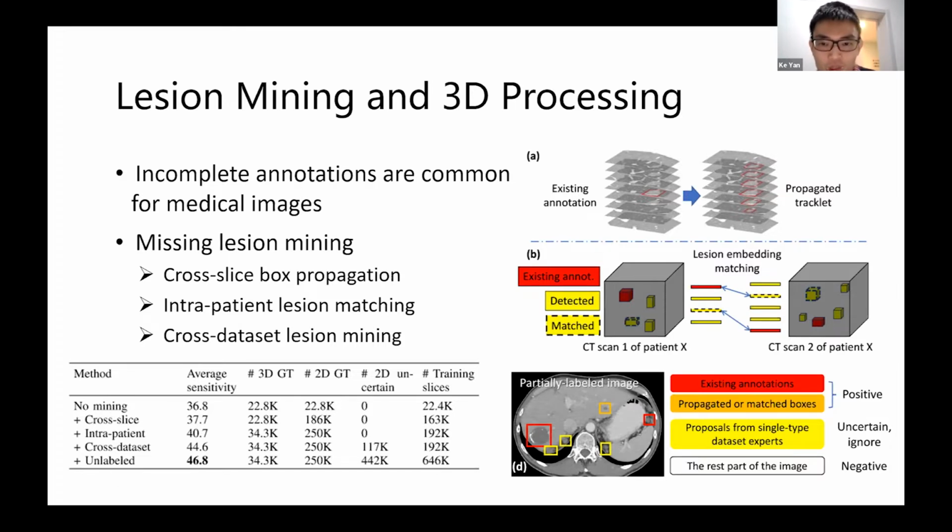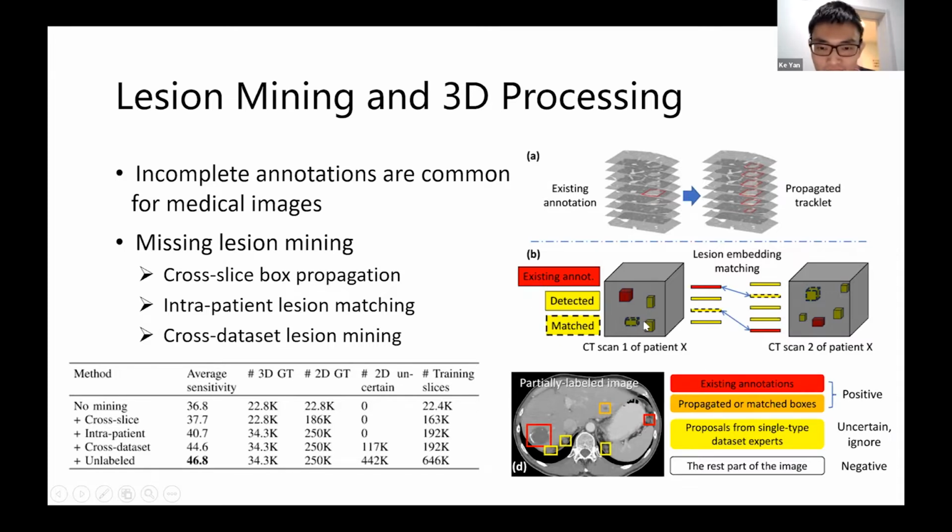in the image. For example, this is a 3D image with many 2D slices, and the doctor may only annotate one slice in the image, and we use a cross-slice box propagation to propagate this annotation to its neighboring slices and to complete this 3D annotation.